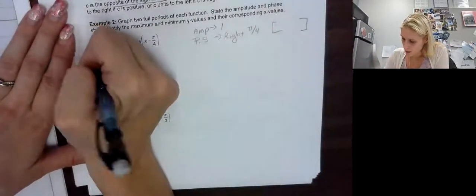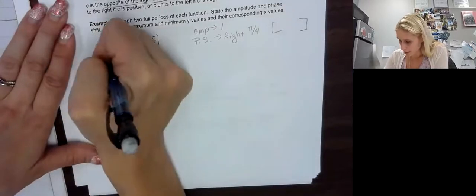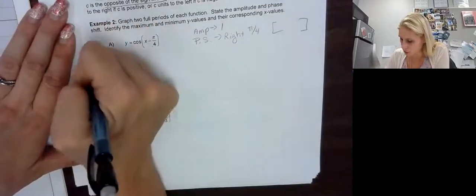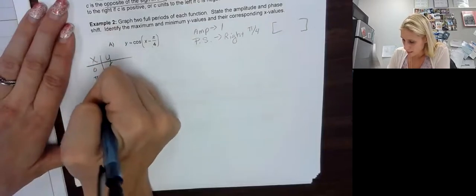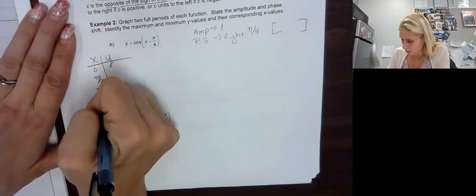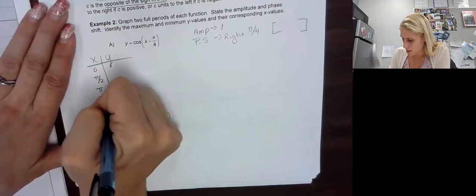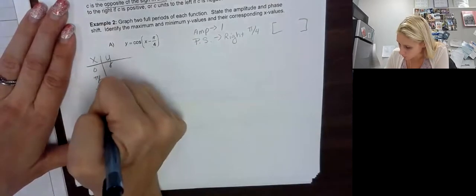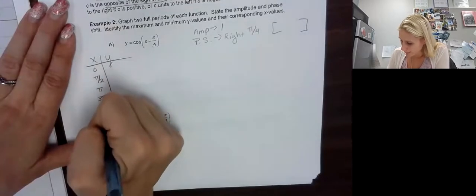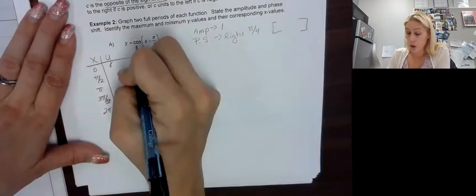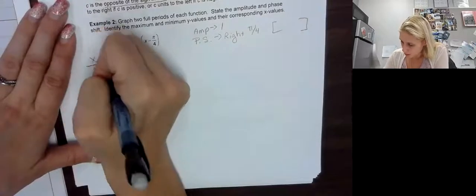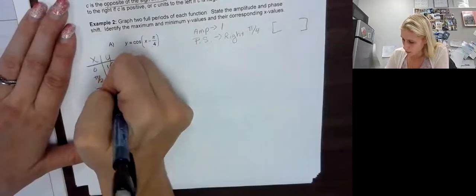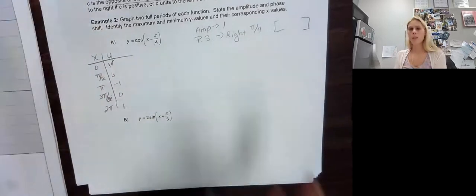So x, y, start with our parent function. So 0, pi over 2, pi, 3 pi over 2, and 2 pi. This is cosine. Got to check that trig function. So I know it goes 1, 0, -1, 0, 1.